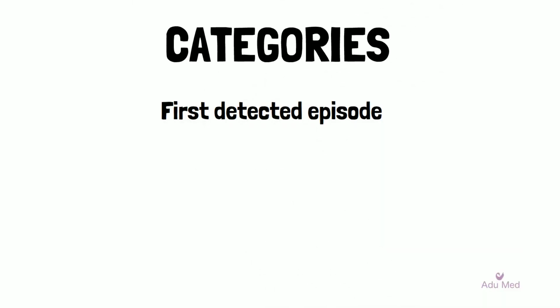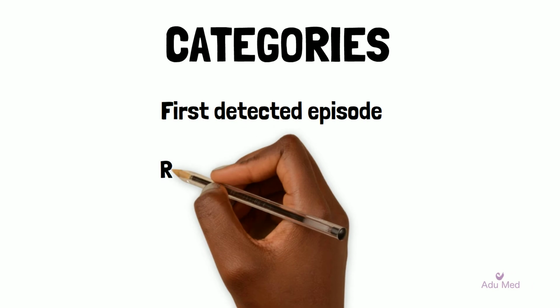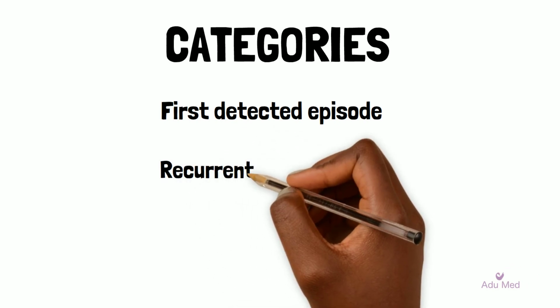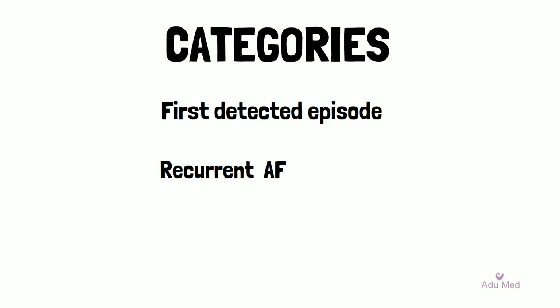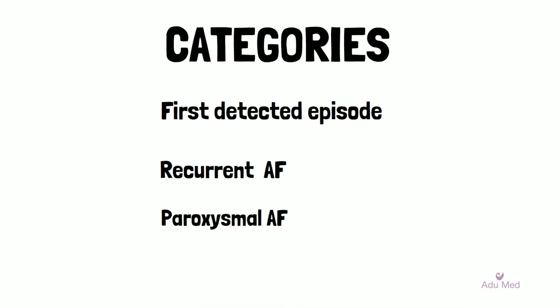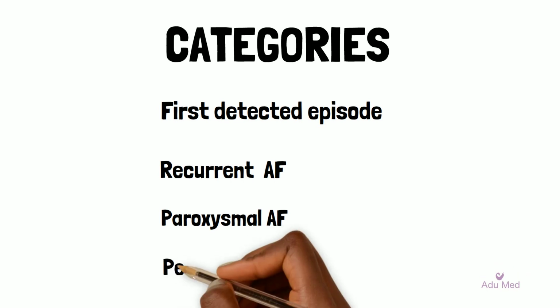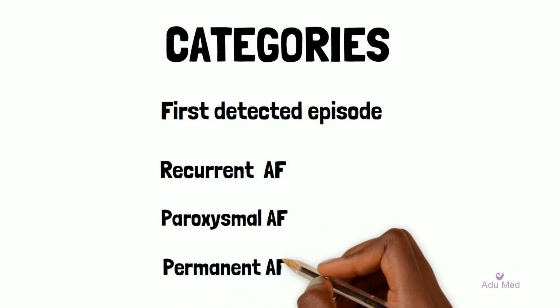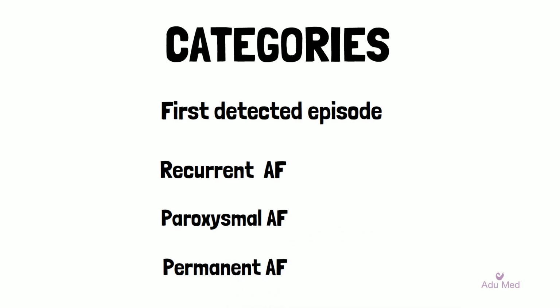These are the 4 categories of AF. A first detected episode, recurrent AF, which is essentially 2 or more episodes of AF, paroxysmal AF, which is classed as recurrent AF that self-terminates spontaneously. This tends to last for less than 7 days. And permanent AF, which either cannot be cardioverted or is not suitable for cardioversion.